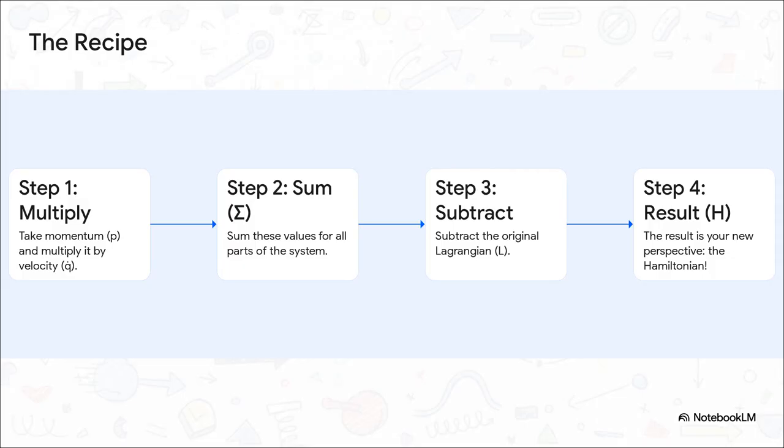So check it out. It's basically a 4-step process. Step 1, you take the momentum, P, and you multiply it by the velocity, Q dot. Step 2, see that big E-looking symbol? That's sigma, and it just means add them all up. So you just sum up all those values you just calculated. Step 3, you take that grand total and you subtract the entire original Lagrangian, L. And boom, step 4, what you're left with, that's your Hamiltonian. That's the whole recipe. That's how you build the bridge.